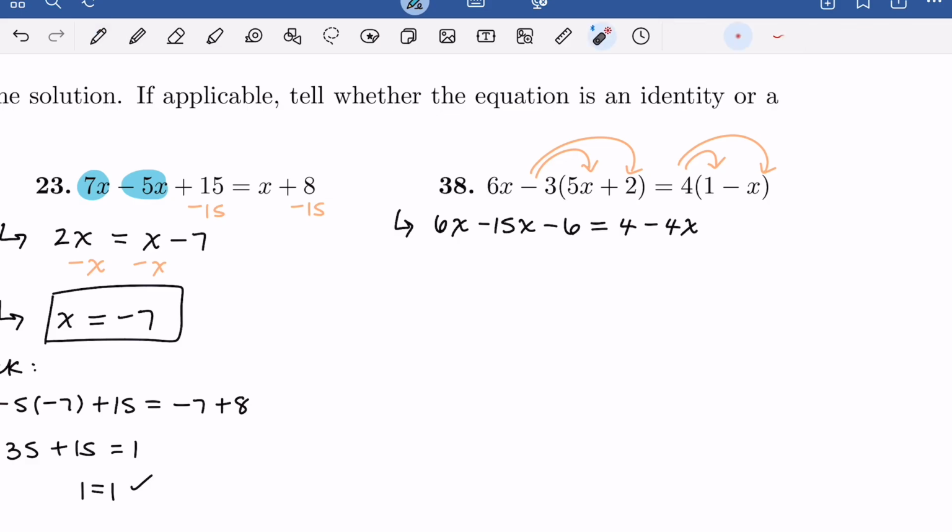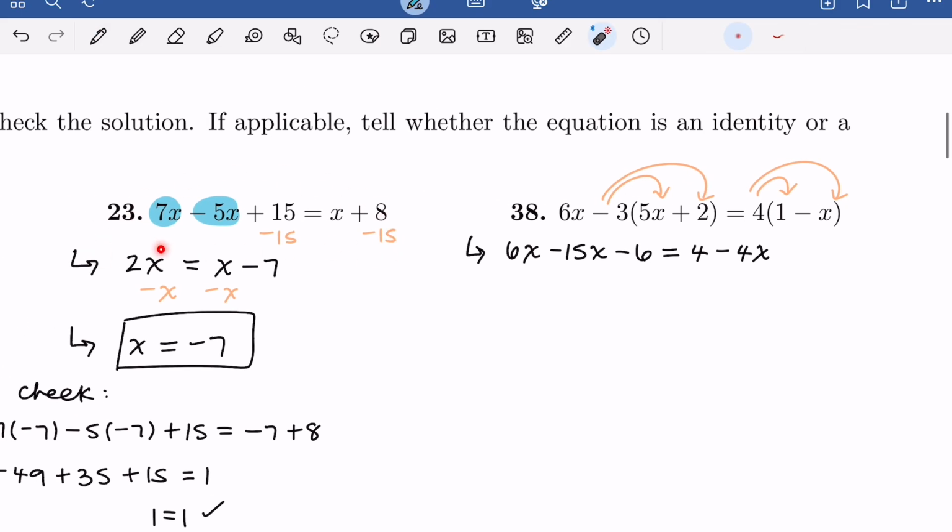Now from here, this problem becomes very similar to the last one we saw, this 23 here. So we're going to do something similar. We're going to be combining like terms and then moving all of our variables to one side of the equation. So notice we have a 6x and a -15x here. So we're going to combine these guys to get a -9x. And in the same step, just like we saw in the last problem, I'm going to move this 6 over.